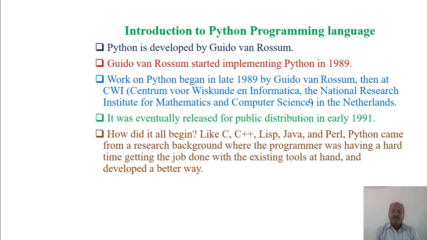So how did it begin? There were most of the traditional languages like C, C++, Lisp, Java and Perl. Python came from a research background where the programmer was having a hard time getting the job done with the existing tools at hand and developed a better way. If you have used C, C++ or Java, you have seen that we need to write more code, and some of it is complex.